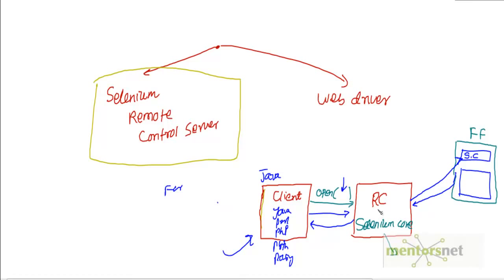So here is another thing. This remote control server and this Firefox browser or Internet Explorer browser will run on one machine. Okay, so this is a physical boundary. All these things are going to run on one machine. This client can be on another machine, or this client can be here in the same machine. So we are going to give you an example using Java binding, how these things really work out.